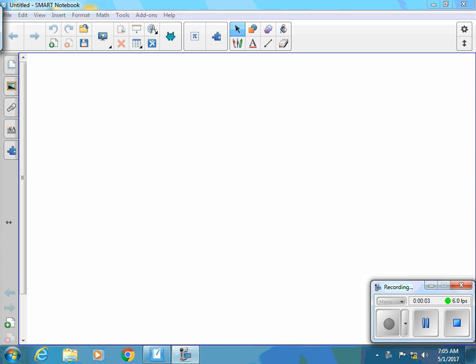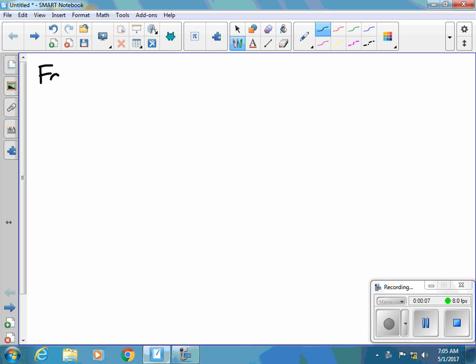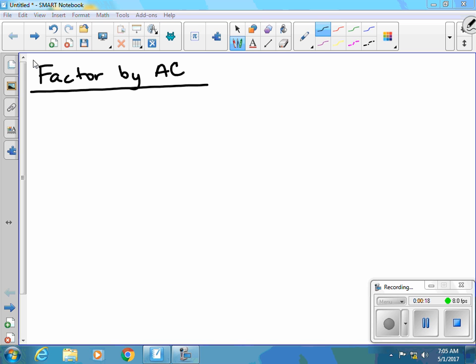There are multiple ways in order for you to find your roots. One of those ways is by factoring. With this style of factoring, we're going to factor by AC. Might be a little confusing because you might not know what AC actually stands for.